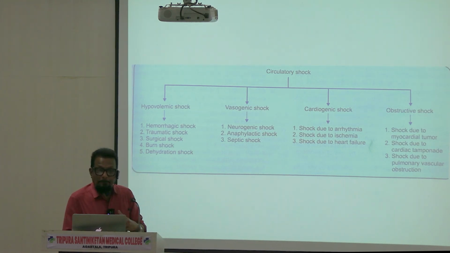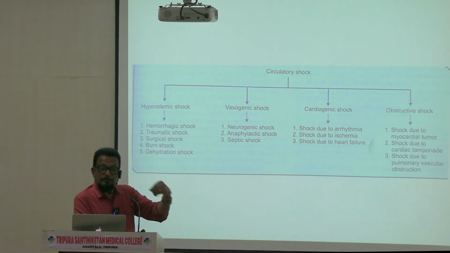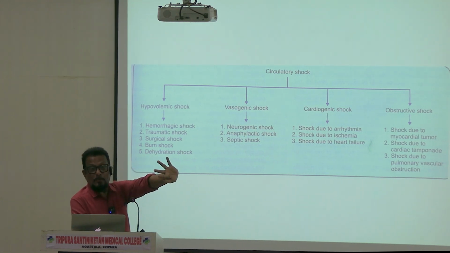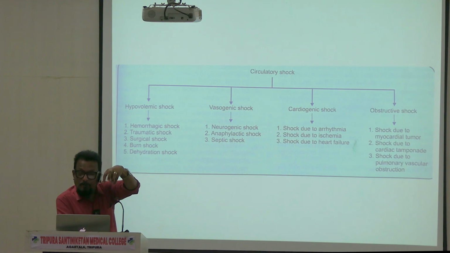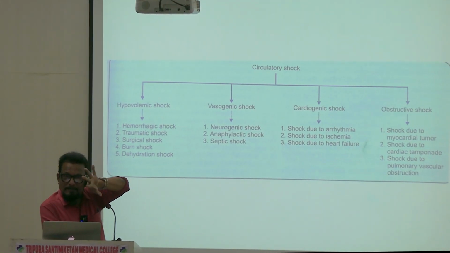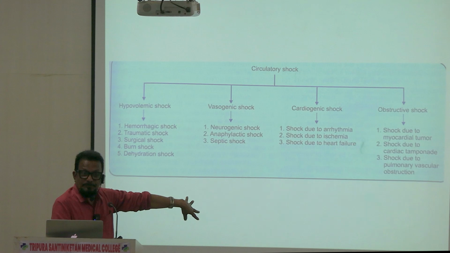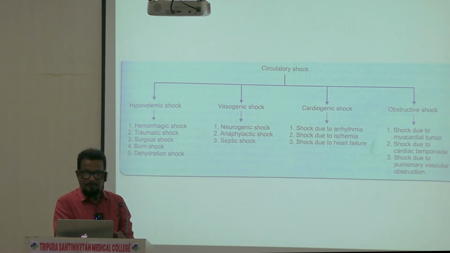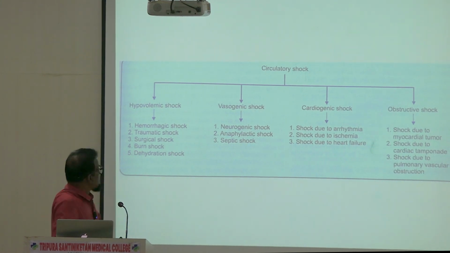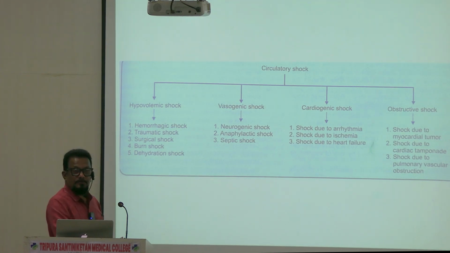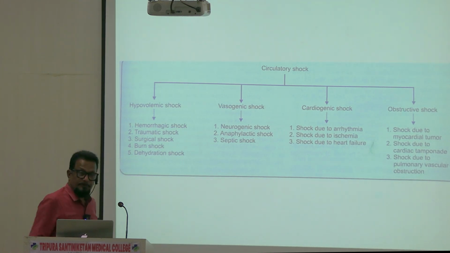So what will happen? Tissue fluid is reduced, and tissue fluid has to be maintained. So from the blood plasma, some fluid is shifted to the tissues. As a result, blood volume is reduced. So this will cause hypovolemic shock. These are the incidents of hypovolemic shock.